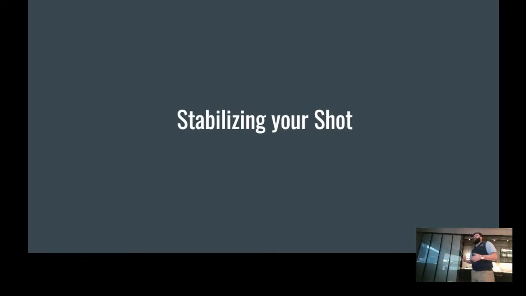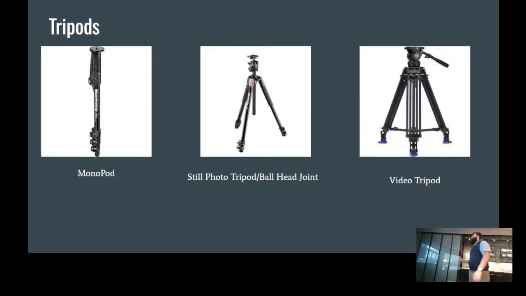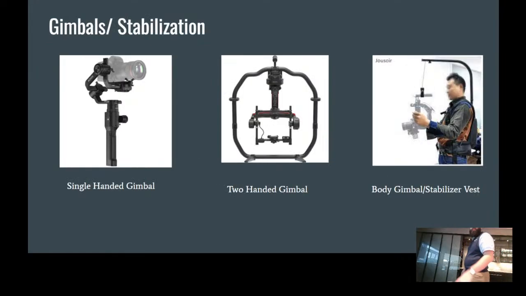For stabilizing your shot, an extremely important aspect of taking photos or video is not having a shaky grip. There's so many different things that you can do. The most basic or the starter are the pods. So monopods, still photo tripods, ball head joint tripods, or video tripods are all great things that you can add on or use for your content creation. Single-handed gimbals, two-handed gimbals, and body gimbal / stabilizer vests also exist and can offer more hands-on experiences to stabilize and control your shot.